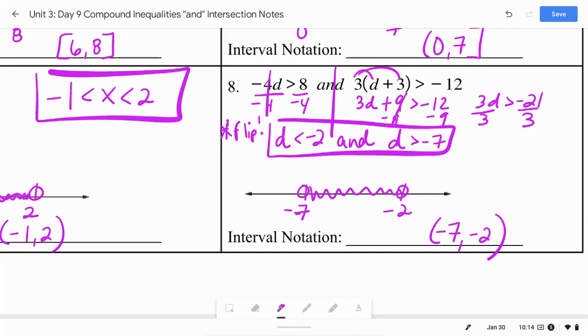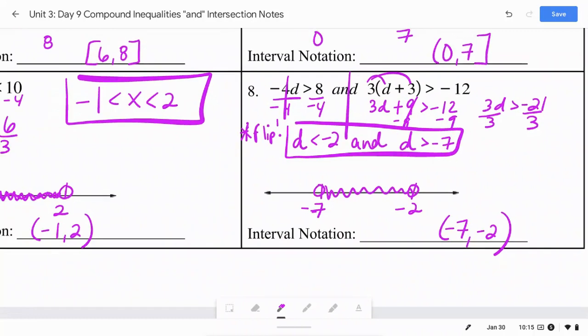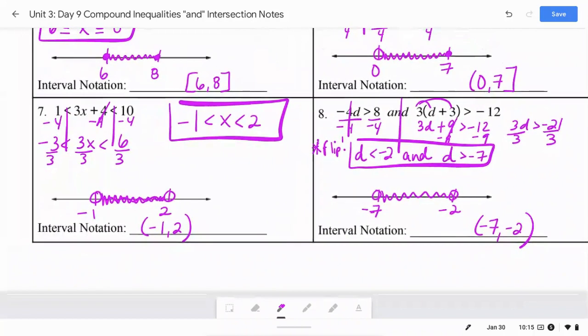Okay, so hopefully now you have a better understanding of compound "and" inequalities. Just remember that there are two different ways to write an "and" inequality. You can write them separately, like example 8, or you can write them as one long inequality, like example 7. Either way, you'll get the same answer in the end, no matter which way you write it out.